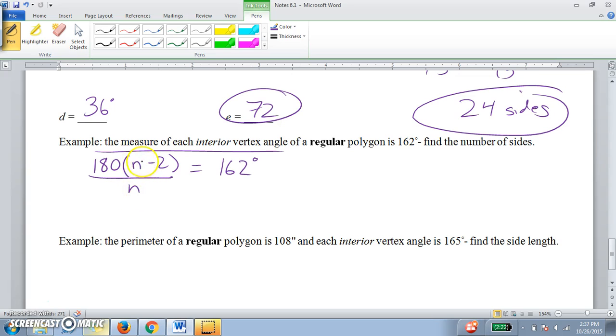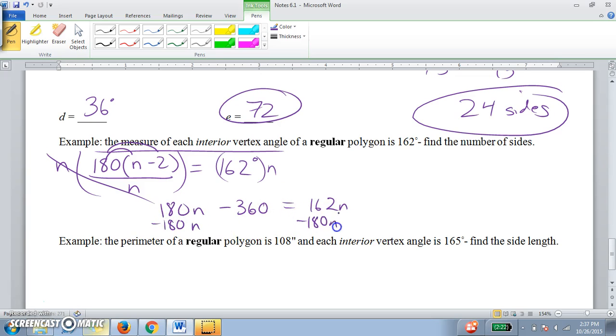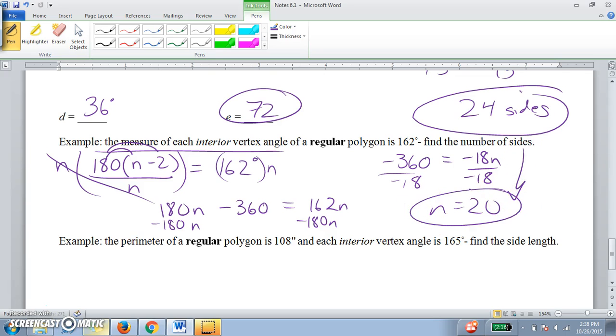Again, you could just plug in numbers and try to figure out what value for n is going to give you 162, or you could solve it algebraically, get rid of the fraction by multiplying by n, and distribute the 180. So 180n minus 360 gives you 162n. Combine the n's onto one side. Negative 360 equals negative 18n, and dividing by negative 18 gets me 20 sides.